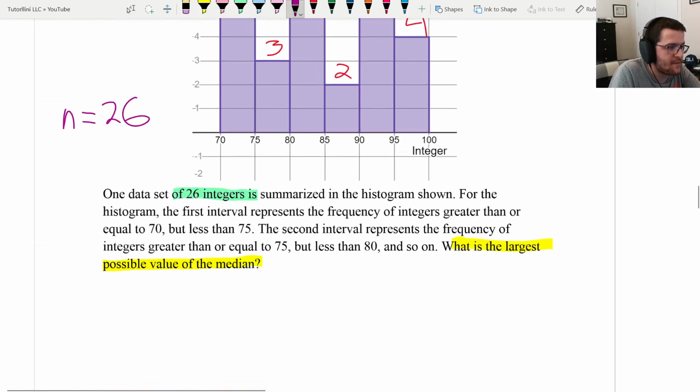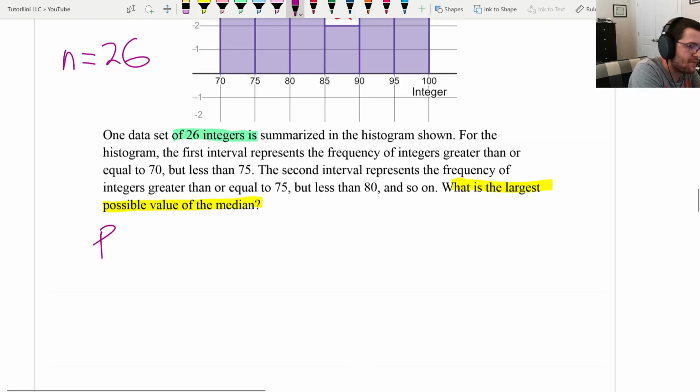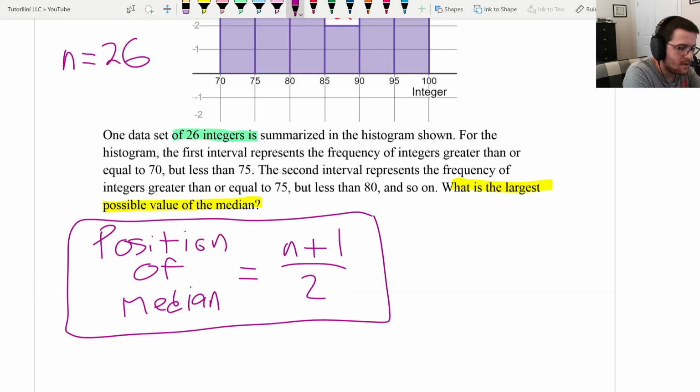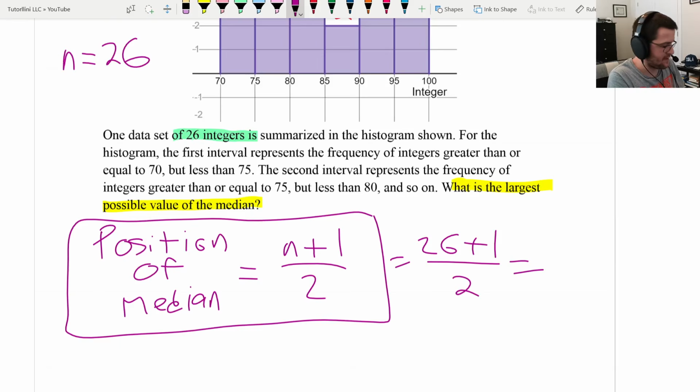And now to find the median, we're going to use the position of median formula. So the position of median formula, definitely want to know this for your test, is n plus 1 divided by 2. I'll put a big box around that. So 26 plus 1 divided by 2. That's 27 divided by 2, which is 13.5.